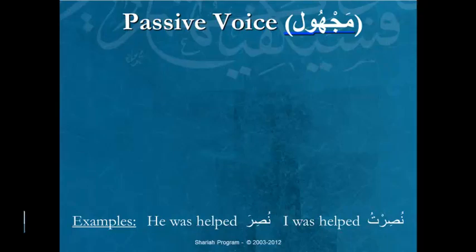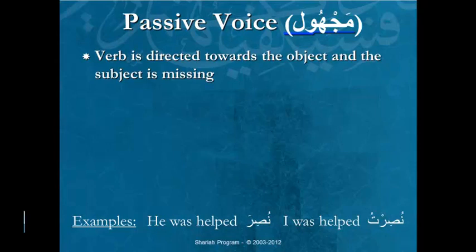So if you want to do passive, what do you do? Okay, for passive, you're going to need to modify the first and the second vowel, and you can see that in the examples at the bottom of the slide, that instead of nasa we get nusi. Okay, so nusira, he was helped, and nusirtu, I was helped. Okay, and the endings would remain the same endings.